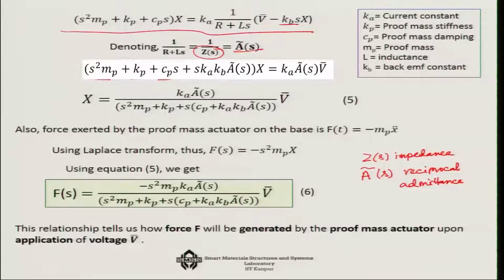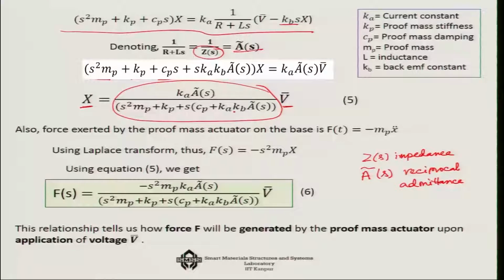In other words, my relationship between the output and the input is governed by Ka A tilde S over, in the denominator, S square Mp plus Kp plus S Cp plus Ka Kb A tilde S. So, that is my representation, and hence I can write down another thing.